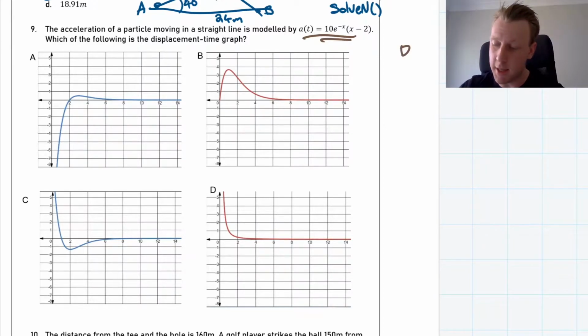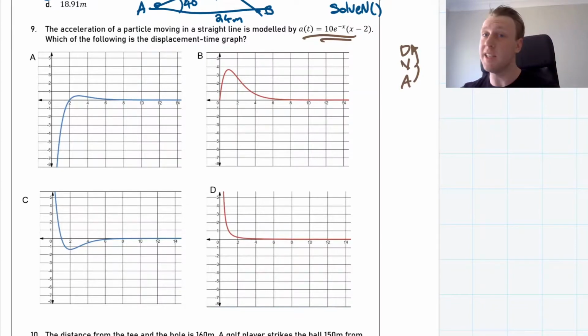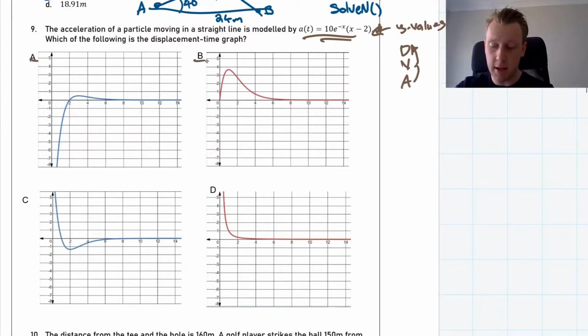You've got to understand that if you want to get from acceleration back to displacement, you need to integrate twice. So you've got to understand that the y values on this function tell you the concavity on the displacement function. So you want to graph that function and match up between A, B, C, and D, which one has the concavity that matches.